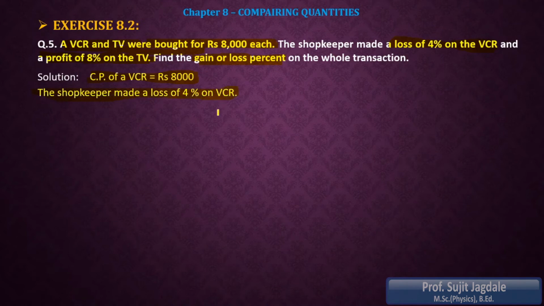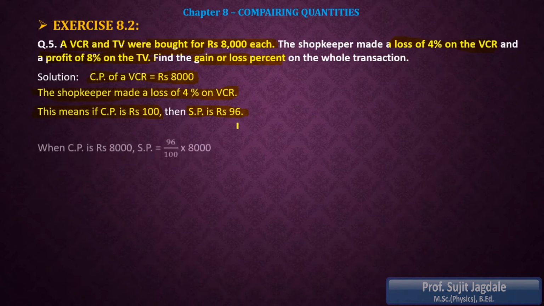So loss percent is given. So use the formula for loss percent. So what will be the formula here? Suppose if the CP is 100, loss means subtraction you have to perform. So 100 minus 4, because 4% is there. So SP is going to be 96. 100 minus 4, that is going to be 96.